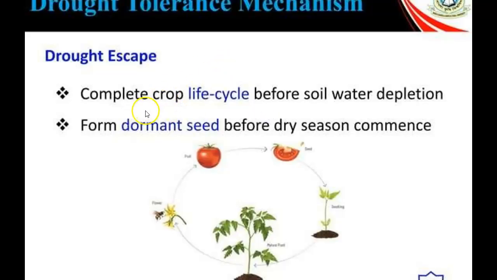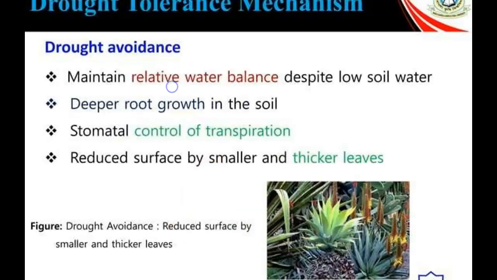How can they escape the drought? They complete their life cycle before the onset of drought conditions, from dormant seeds before the dry season commences. So in this way, as I have mentioned with the example of ephemerals, they can escape the drought conditions. Drought avoidance: they maintain relative water balance despite low soil water. For example, they develop a deep root system, they close the stomata, or they may reduce the stomata number so that they can control the rate of transpiration, or they can also reduce the surface area with smaller and thicker leaves.